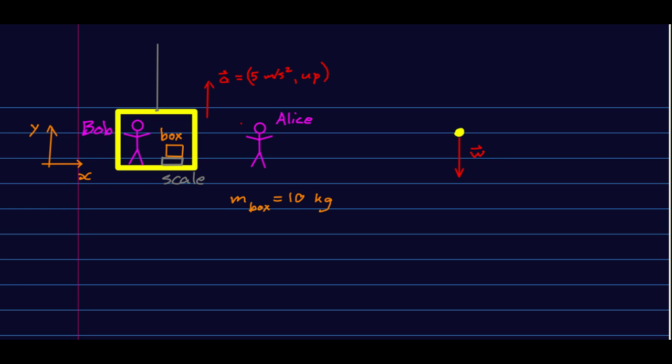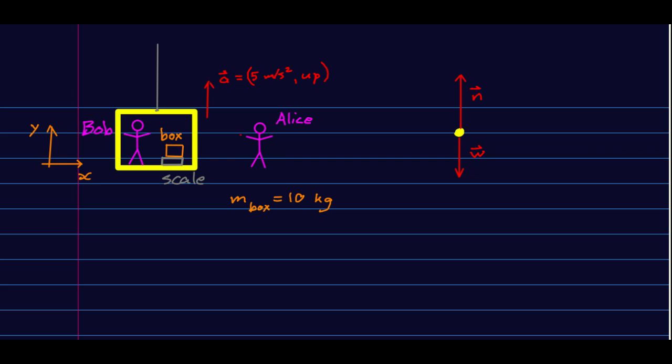Anyway, the free body diagram of the box will have the weight, of course. And we know what that is. That's mg, right? So it would be about 100 newtons. And then there's an upward normal force. And the only thing the box is on is the scale, and so that's what's exerting this normal force. That is the only thing the box is in contact with.